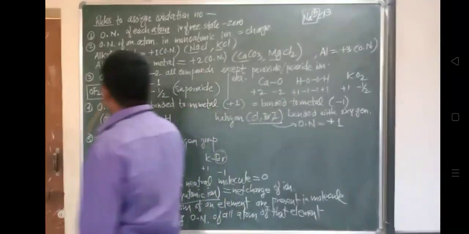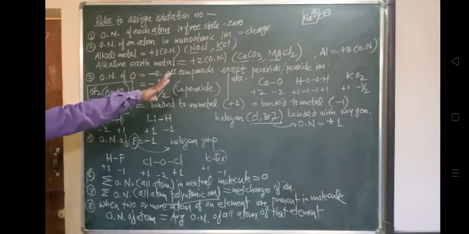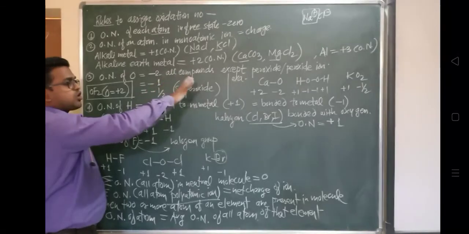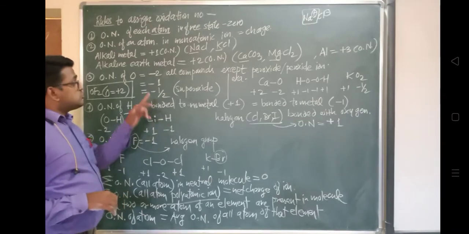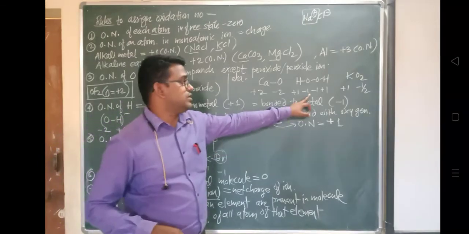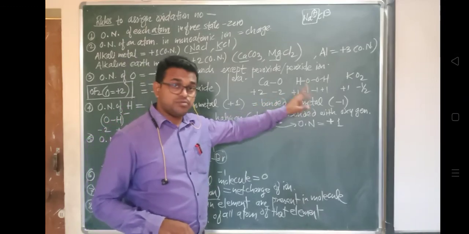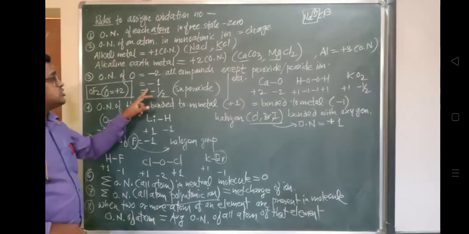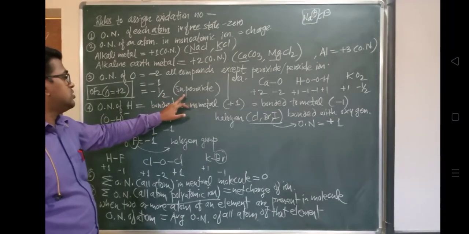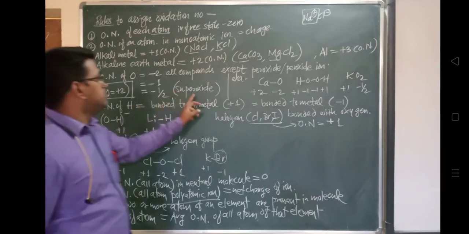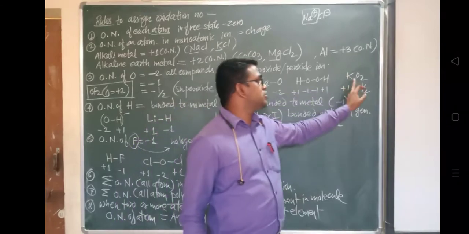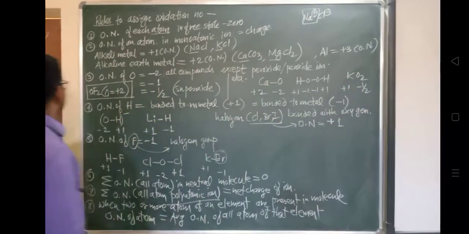Then oxidation number of oxygen. Oxygen is usually -2 for all the compounds, but except peroxide and peroxide ions, sometimes it will also show -1. ये देखो -2 भी शो कर रहा है, -1 भी शो कर रहा है sometimes, as well as -1/2 in case of superoxides. In case of KO2 it is showing -1/2. So this is about oxidation number of oxygen.